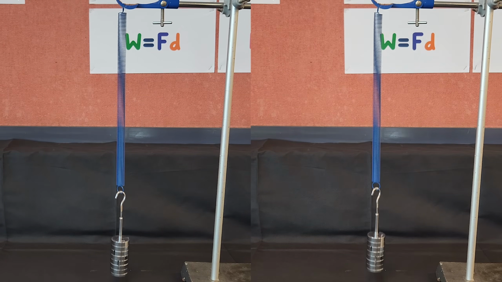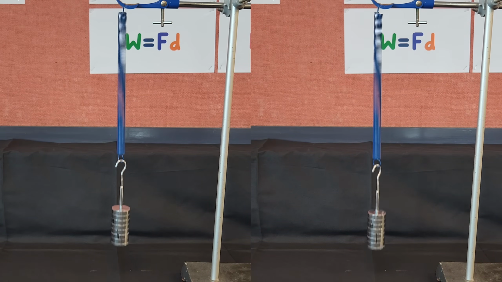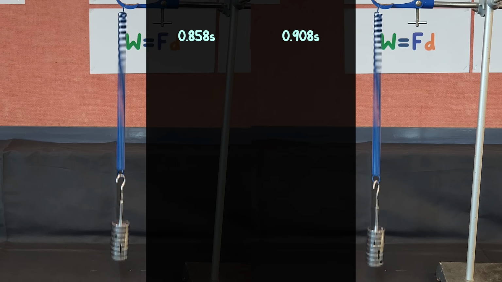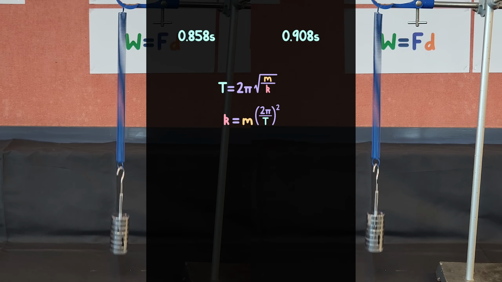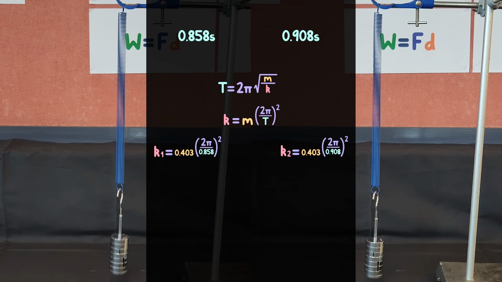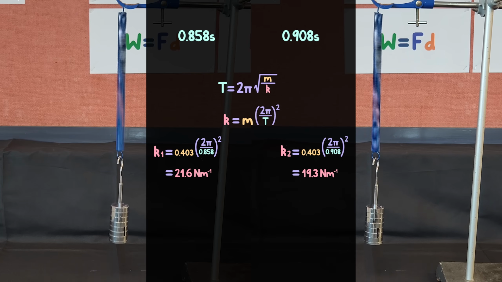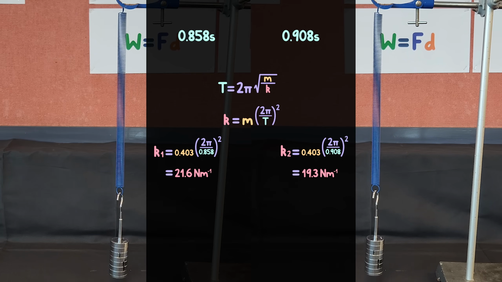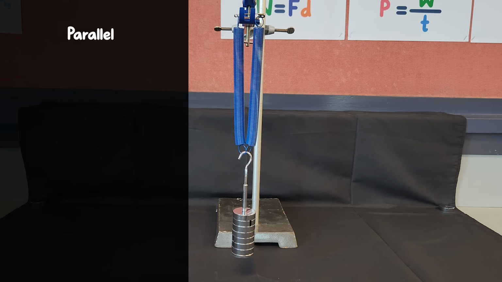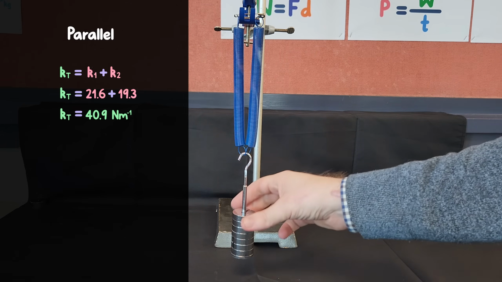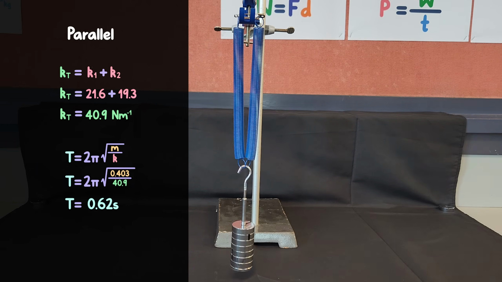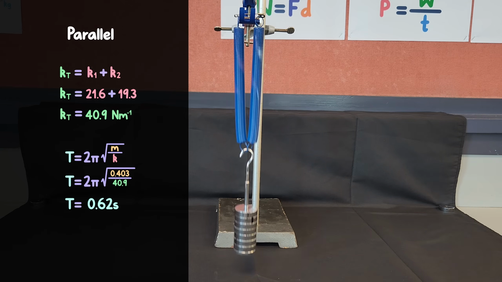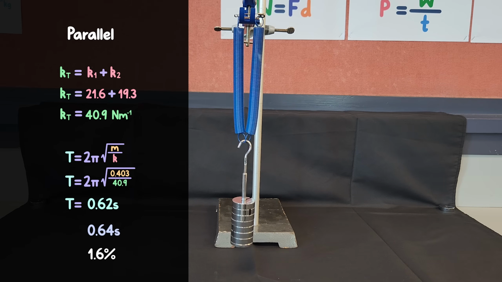I have here 2 springs and a mass of 403 grams. We can determine the spring constant of each spring by measuring their periods, rearranging this equation for k, and substituting those values, giving us 21.6 and 19.3 newtons per meter. When arranged in parallel, spring constants add together, which predicts a period of 0.62 seconds. Doing this practically, we measure a period of 0.64 seconds, agreeing with theory with a deviation of 1.6%.